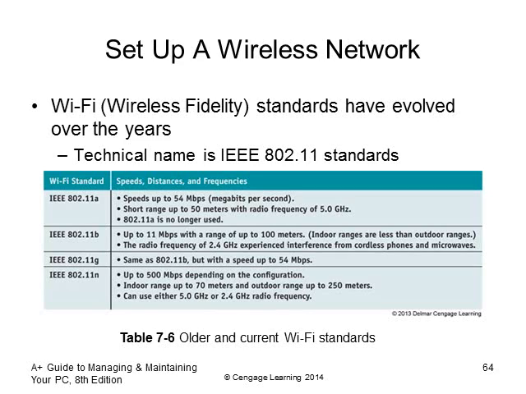Setting up a wireless network. Wi-Fi, wireless fidelity, standards have evolved over the years. So the IEEE 802.11 standards are what we use when we're referring to Wi-Fi in general. But if you'll notice, there are different flavors of that. So for example, IEEE 802.11a, obsolete, that kind of thing.